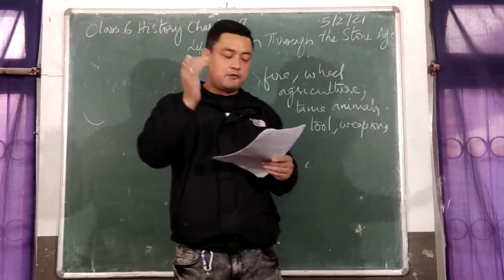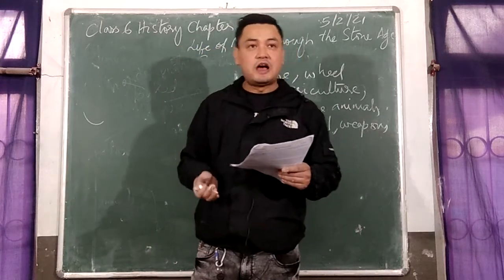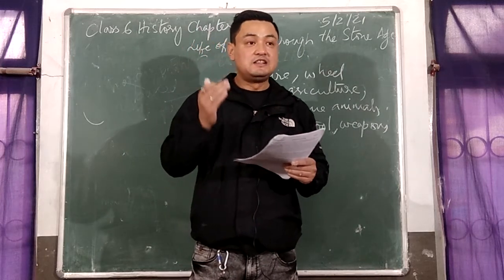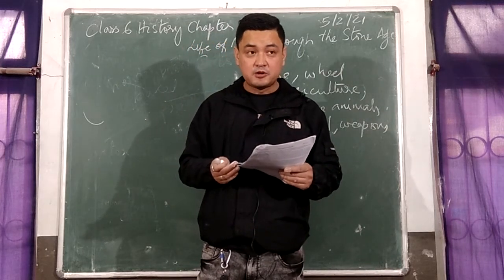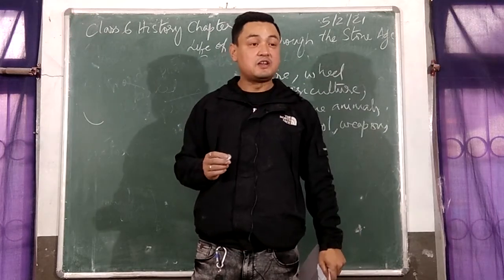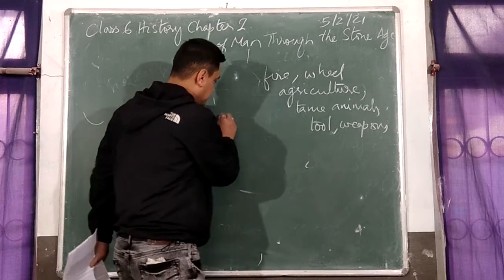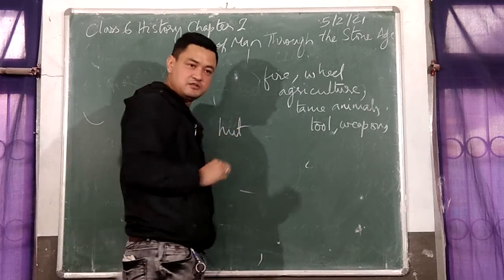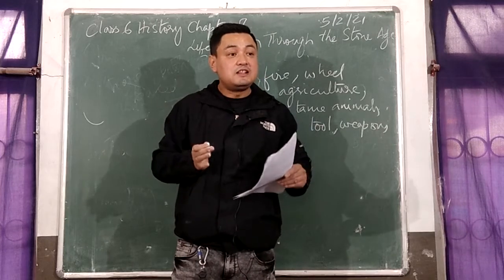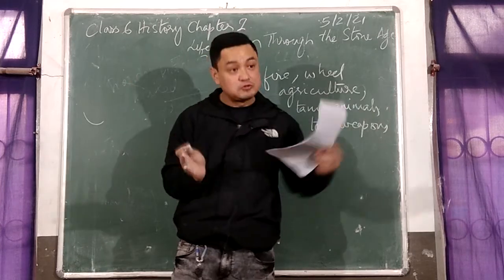With the discovery of fire, wheel, agriculture, and tools made of stone, man began to live a settled life. Now, what is a settled life? Settled life means to live in a hut. They started living in a hut. Do you know what a hut is? This is known as a settled life because they started living in a house.